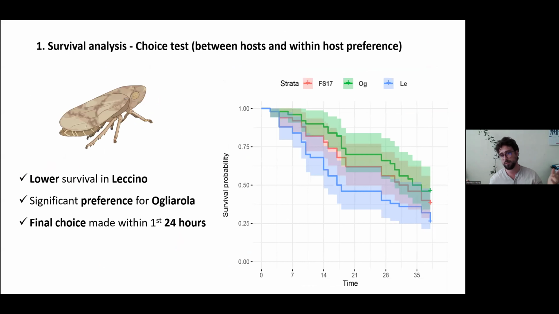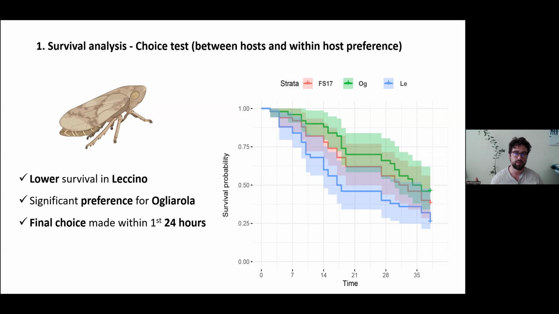A similar observation was made when we did the no-choice test. Basically, we forced Philaenus to feed on a plant, whether Ogliarola, Leccino, or Favolosa, and we observed the behavior of individuals and the within-host preference, which kind of tissue and which portion they prefer, with an observation period of 38 days. Even in the no-choice test, Philaenus preferred the apical portion of the olive plants, and mainly the main stem.